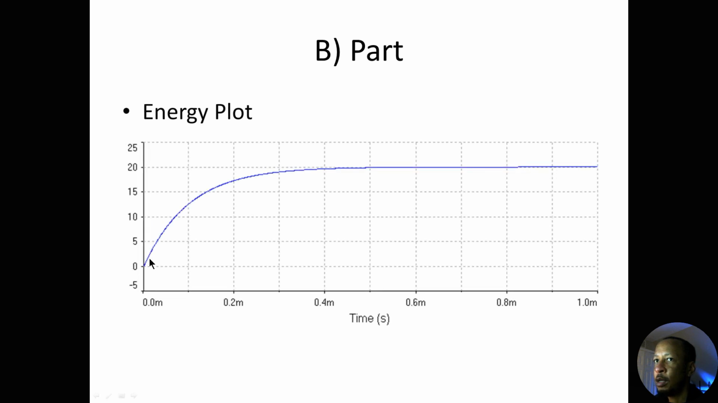So let's take a look at that graphical plot. The energy plot looks like this. We have the energy starting from 0 and converging to a value of 20 across that same time span of 1 millisecond. So that is our final answer, 20 joules.